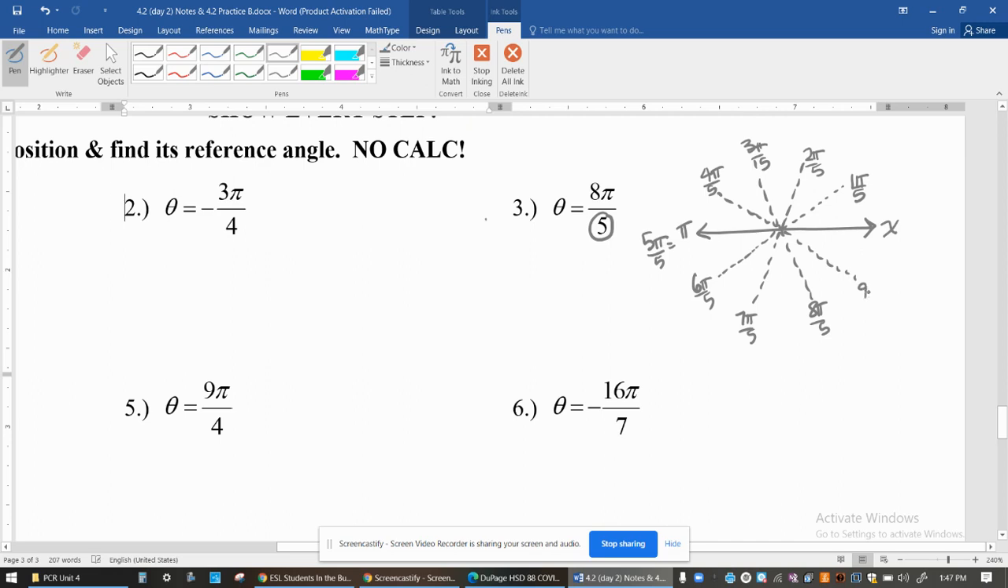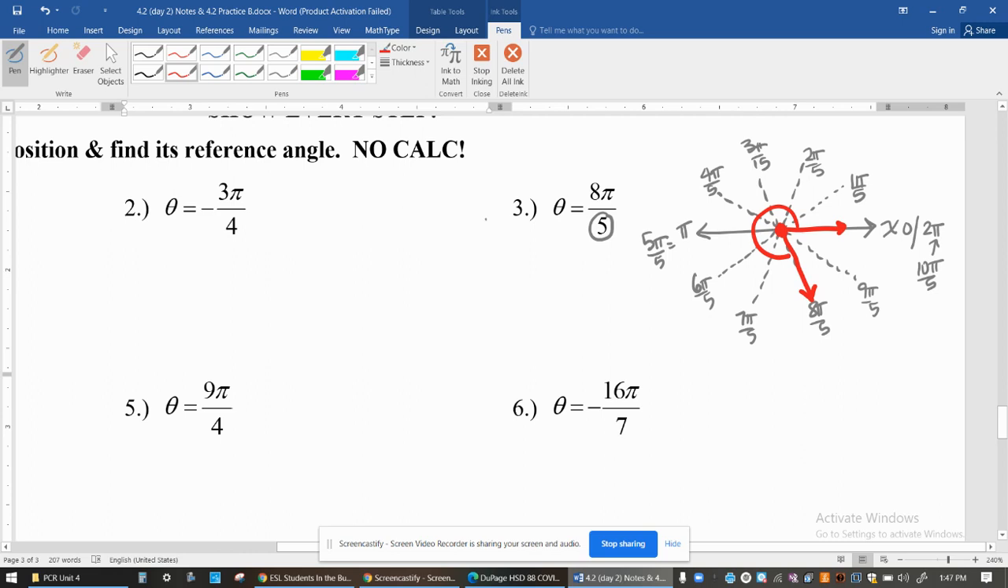Which makes sense because if I were to keep going, the full circle rotation is 0 or 2 pi. And guess what 10 pi over 5 is? 2 pi, right? 10 over 5 reduces to 2. So to draw the angle, you went up and around, ended up around quadrant 4.